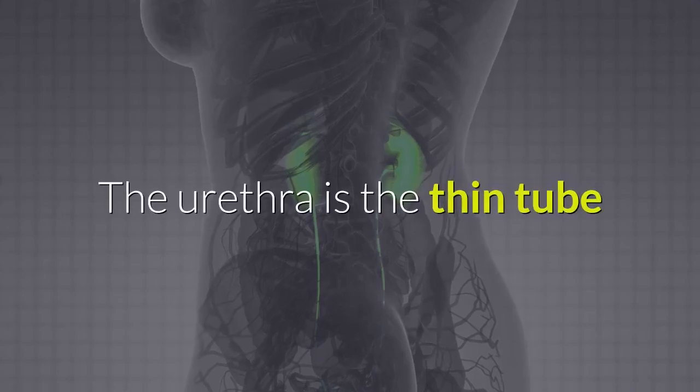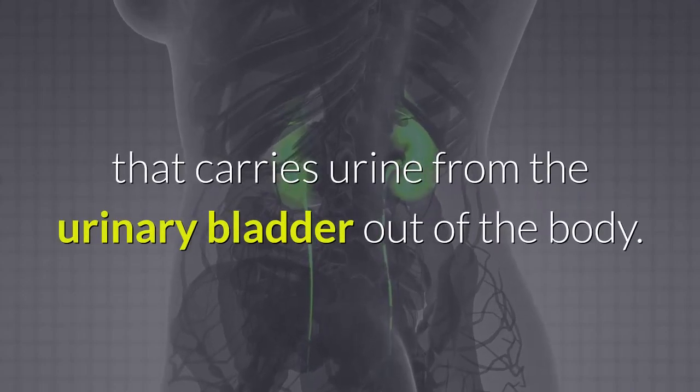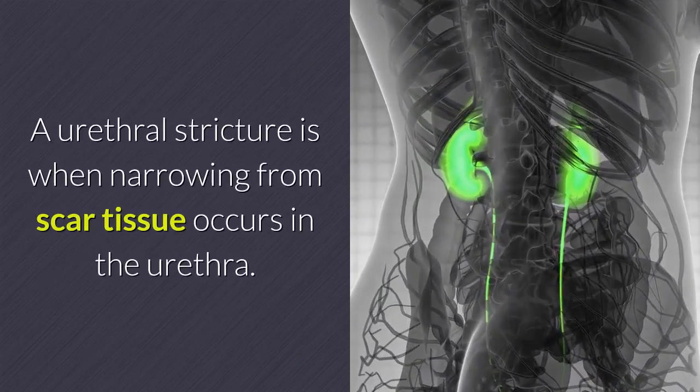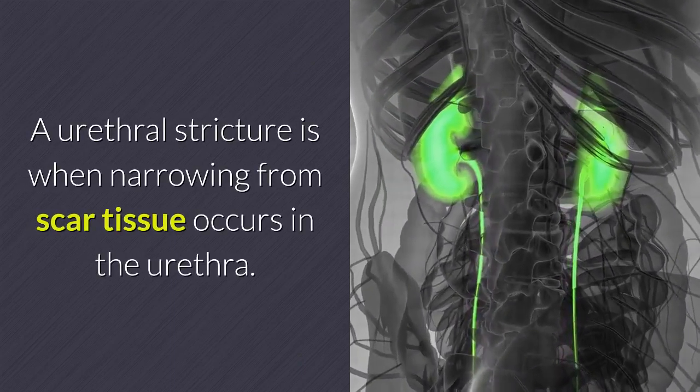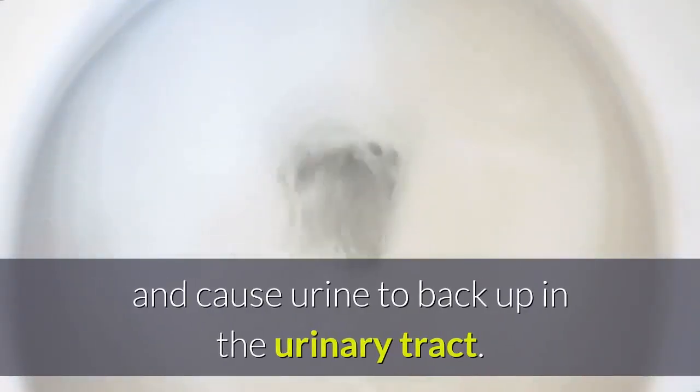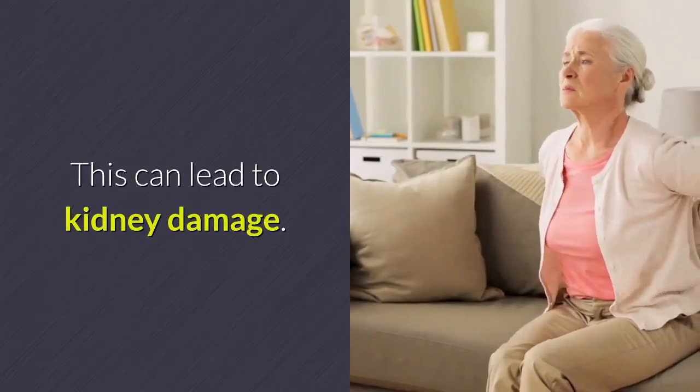The urethra is the thin tube that carries urine from the urinary bladder out of the body. A urethral stricture is when narrowing from scar tissue occurs in the urethra. Urethral strictures can obstruct the ability to urinate and cause urine to back up in the urinary tract. This can lead to kidney damage.